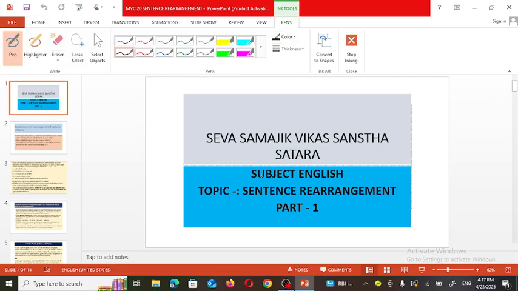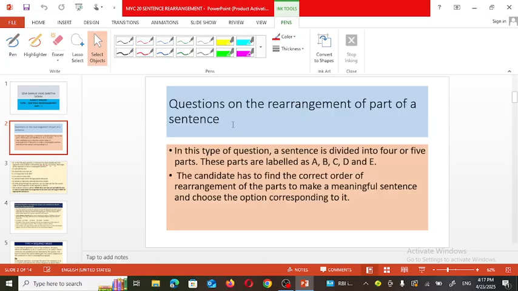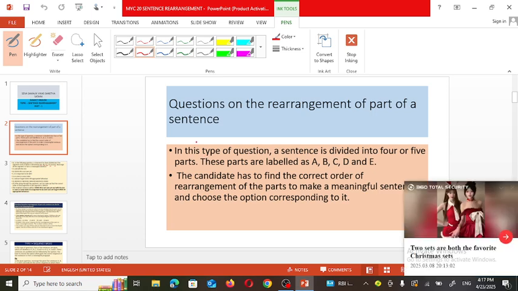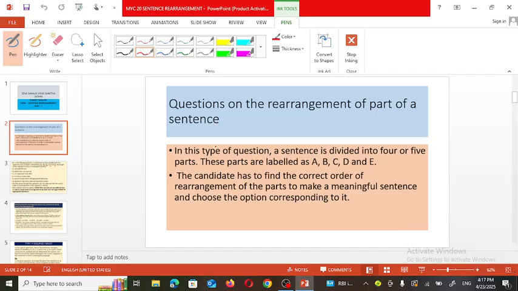Today in our English session we are going to discuss sentence rearrangement, and how the question can be asked in the exam. Questions on the rearrangement of the parts of a sentence: one sentence will be divided into different parts, and the candidate needs to rearrange these parts to make a meaningful sentence. For example, we will see how the sentence will be given in such parts.